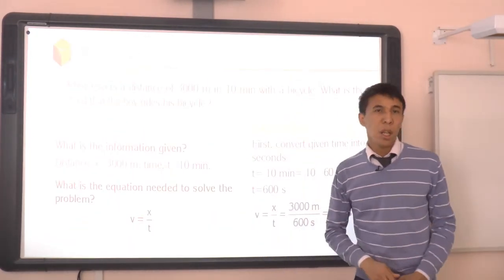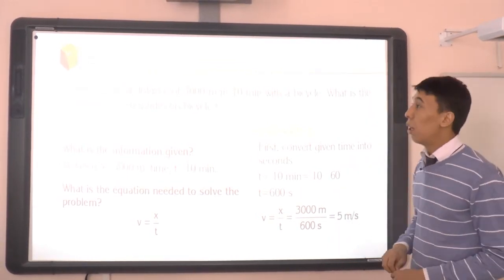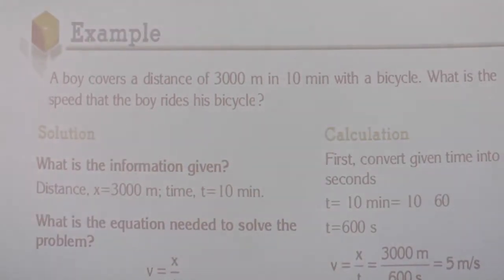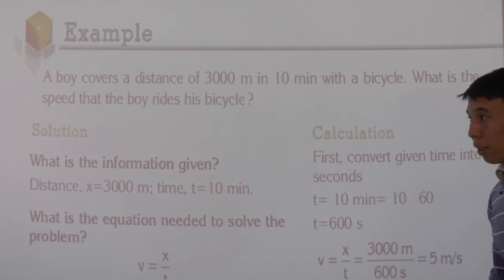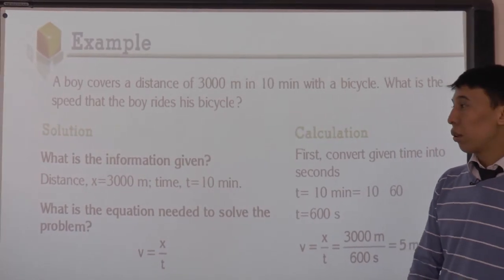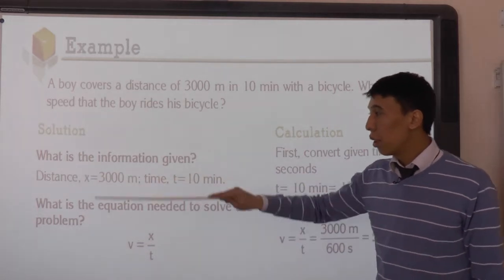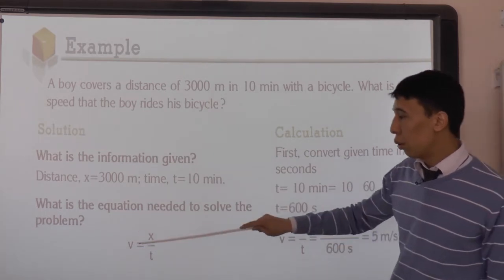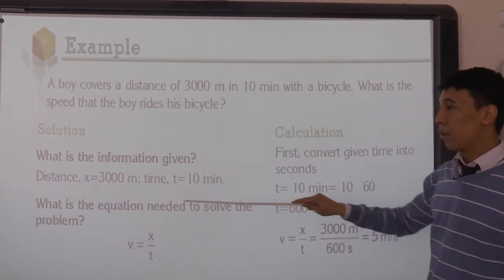In the next presentation, I have an example for you. Let's read it together. A boy covers a distance of 3,000 meters in 10 minutes with a bicycle. What is the speed at which the boy rides his bicycle? Okay, guys, we just read this question, and let's look at the solution. What is the information given? Distance, which is 3,000 meters, time, which is 10 minutes, and we should find what? The speed, yeah?